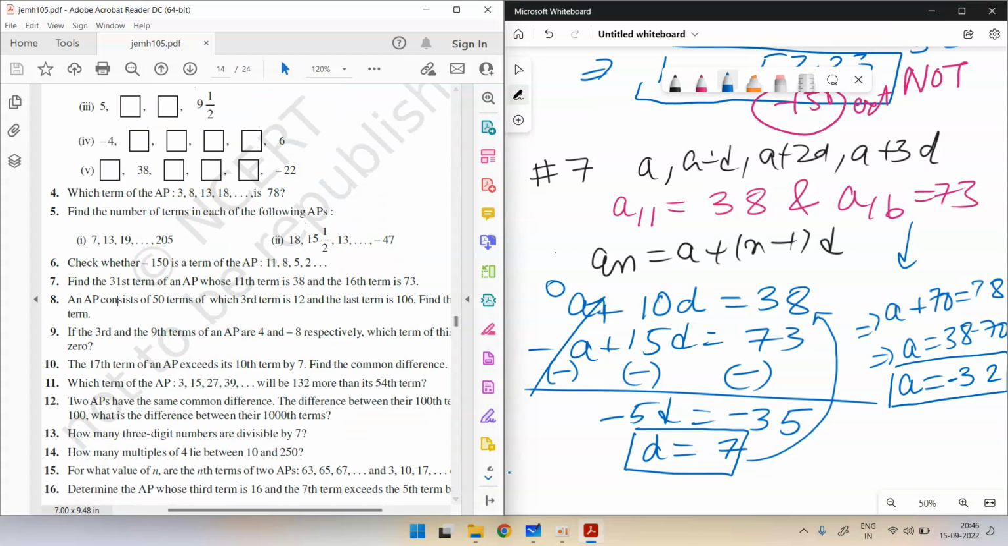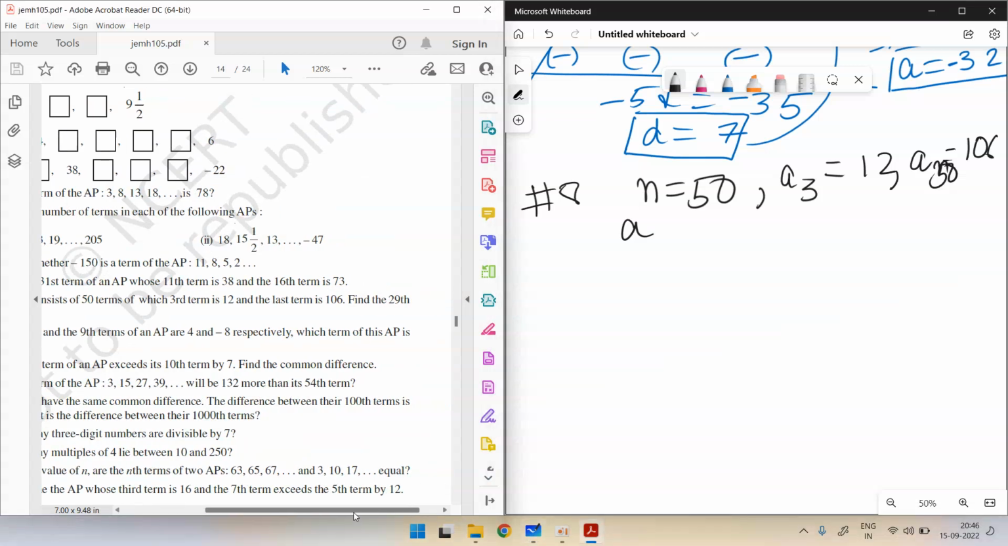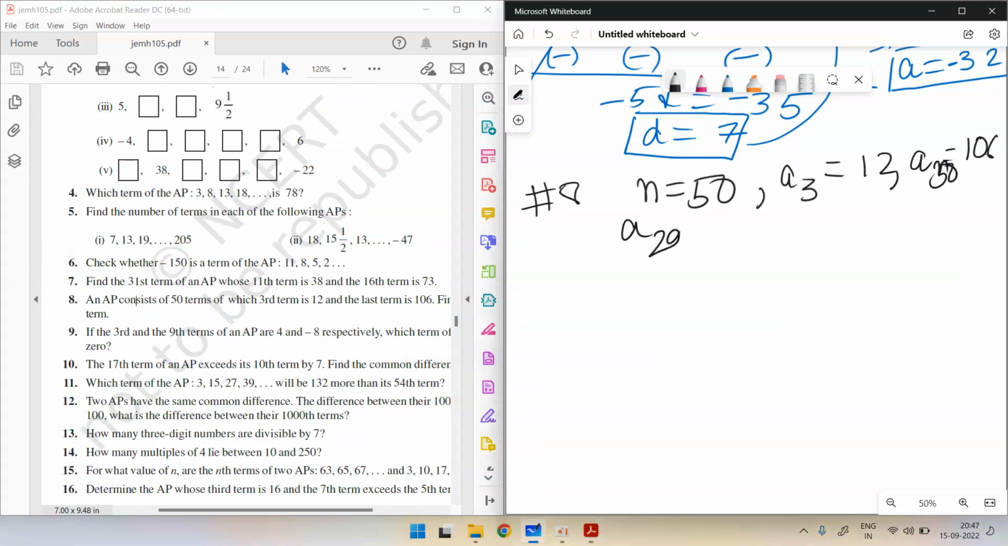Now what is the 8th question? The 8th question is: an AP consists of 50 terms, so it is given that the value of n is 50. The third term, a of 3, is given to be 12, and the last term, a of 50, is 106. What you need to find is the 29th term. So we need to find a of 29.